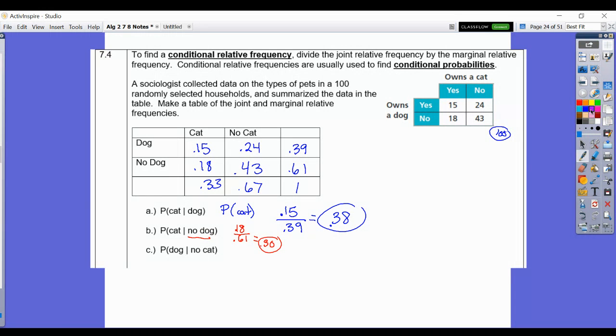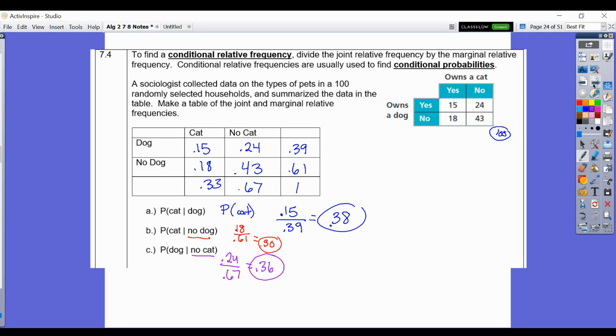And then our last question is what's the probability of a dog given no cat? So we have to start with the no cat. So this time we're looking vertically at this column. And how many of them have a dog out of that total? So 0.24 out of 0.67, and that answer is 0.36. So if we're talking about percents, you could convert those into percents.